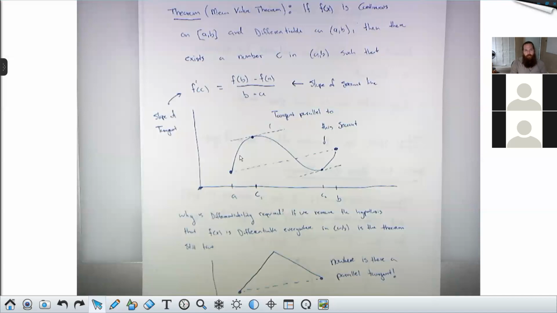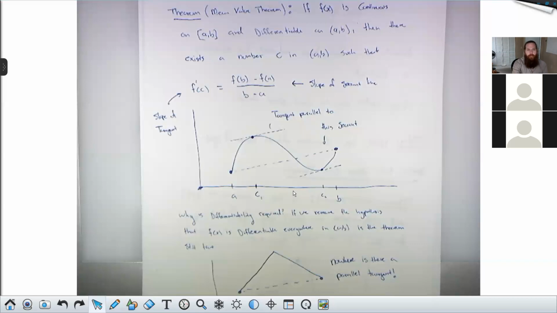So here, if the derivative goes from being positive to negative, then definitely somewhere in between it has to be 0, and somewhere in between it has to take every value between the value of the derivative here and the value of the derivative here. And that includes the slope of this secant line.